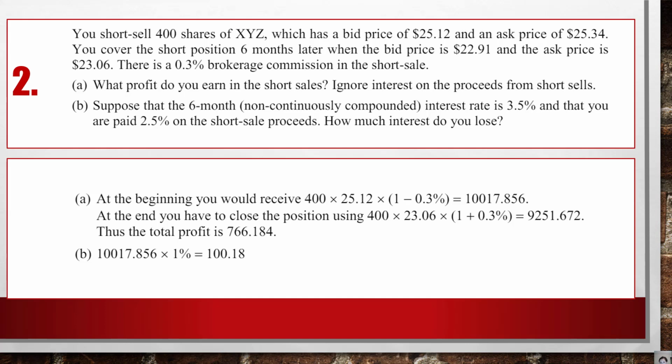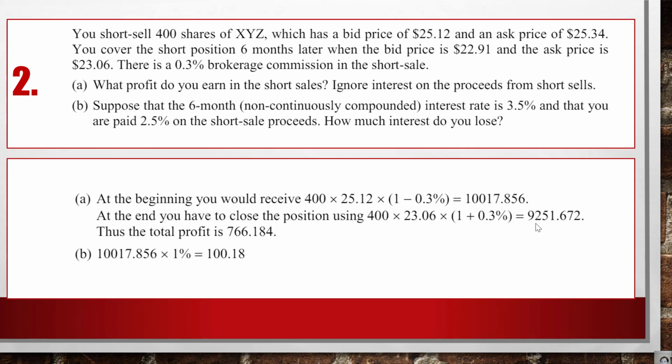And then at the end, you have to close the position, so you have to buy. You buy 400 shares at the ask price of 23.06. Here, 6 months later, you have to use 23.06 instead of 25.34. And because we are buying, we have to add the brokerage fee. That's why the first line is subtract, and the second line we add. So we pay 9251.672. So the total profit is 766.184. We receive 10,017.856 at the beginning, then 6 months later we pay 9251.672.